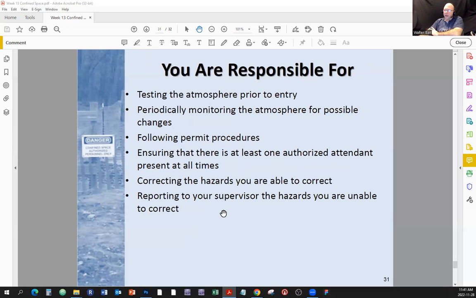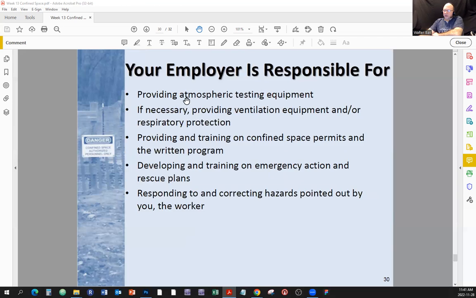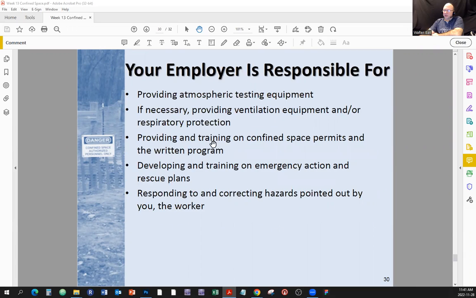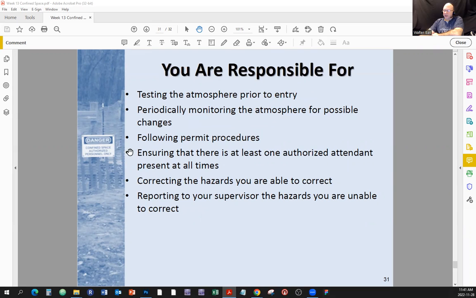Listen to you. Now, you also have responsibilities if you are the worker. The employer has to give you the atmospheric testing equipment to check the air and the ventilation, but your duty is to use it. You should use that to test the atmosphere prior to entry and periodically monitor the atmosphere for possible changes. Following permit procedures: the employer has to train you, and with all the training that you have, you have to follow the procedures that you were given.